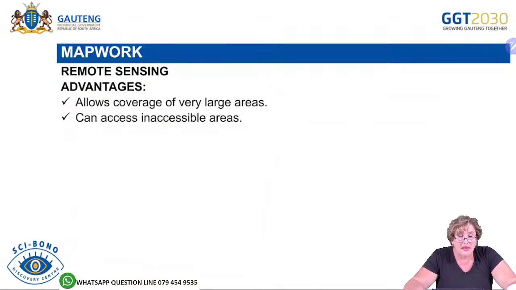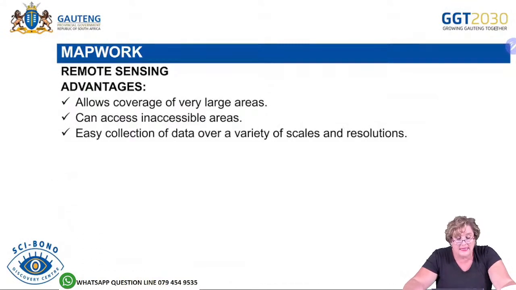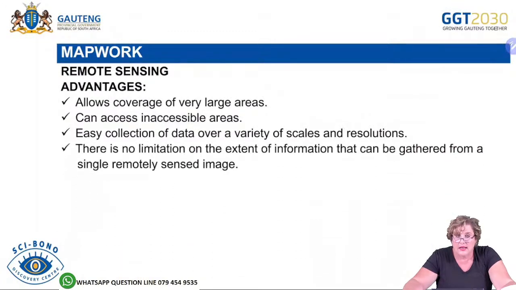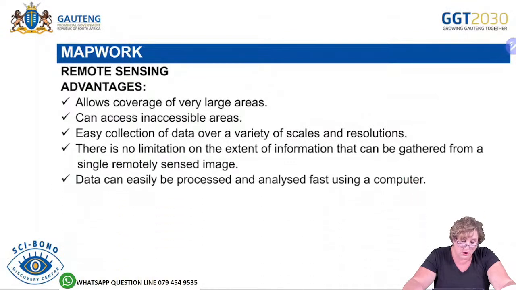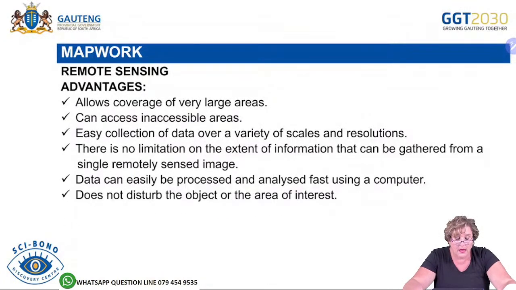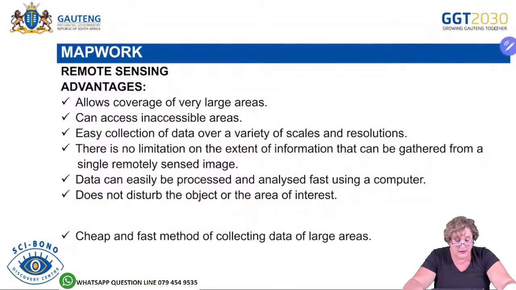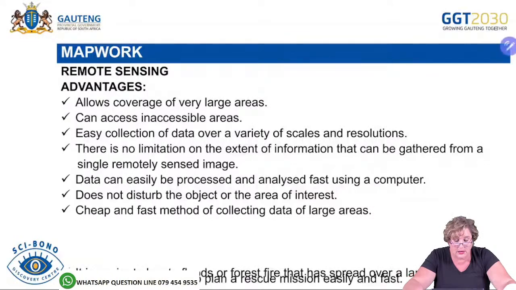You can access areas which you never ever can access with your feet or with a car. It's easy collection of data over a variety of scales and resolution. There's no limitation on the extent of information that can be gathered from a single remote sensed image. You take a satellite image, you can get so much information. You can process that data very quick and easy, and then you can further analyze it on a computer. It does not disturb the object or the area of interest. It's a cheap and fast method of collecting data.